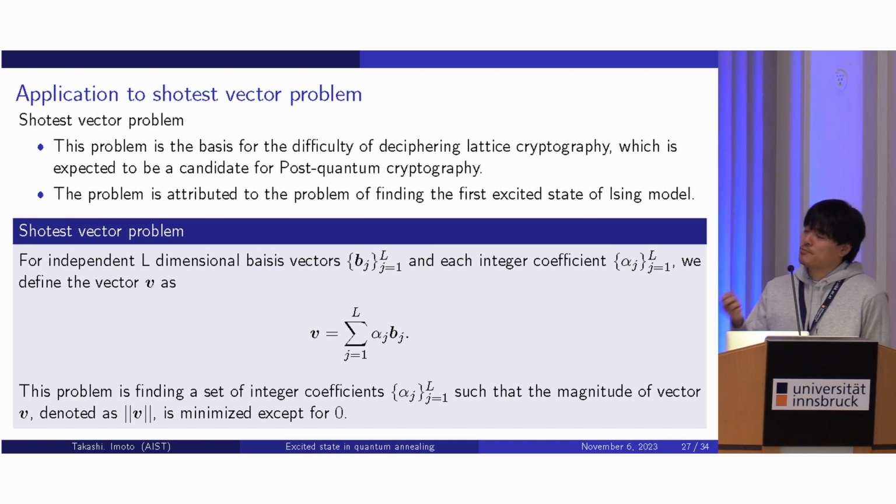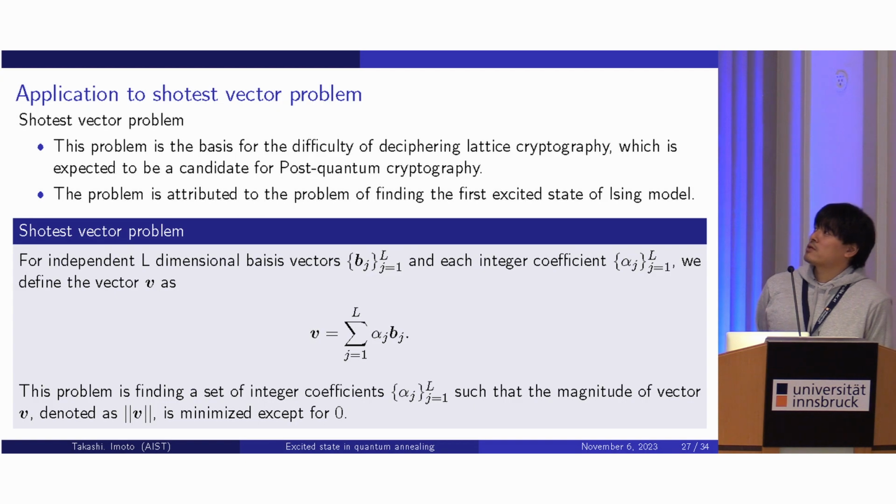So the shortest vector problem is the basis for the difficulty of lattice cryptography, which is expected to be a candidate for post-quantum cryptography. And this problem is attributed to the problem of finding the first excited state of the Ising model.